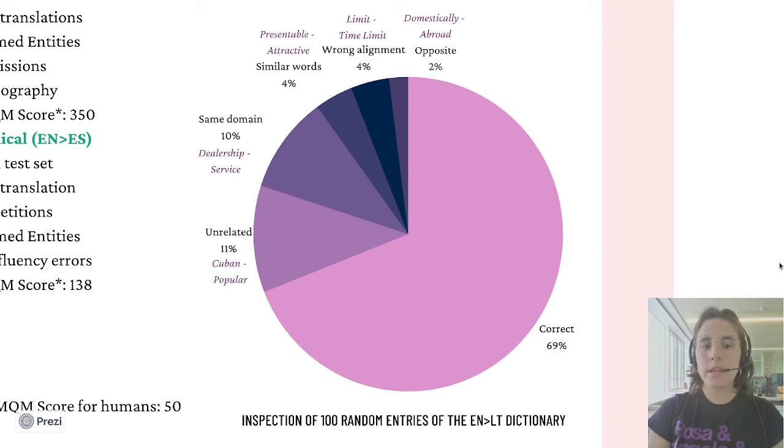Because of that, we decided to explore 100 random entries of the English-Latvian dictionary that we have built using TermSuite, and we saw that only 70% were correct, and there were some other cases, such as 11% of them were unrelated, 10% were from the same domain but were different words, 4% were similar words, there were a few which were wrongly aligned, and finally there was a small amount which was actually the opposite words. So we think that this may also be the reason why we found so many errors within the English-Latvian domain.